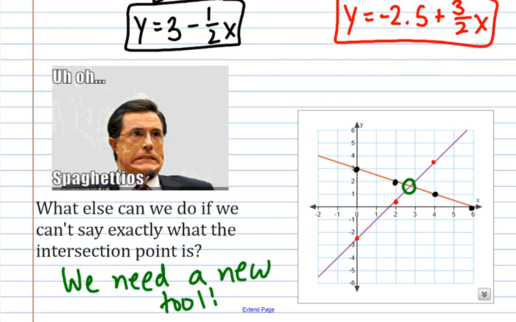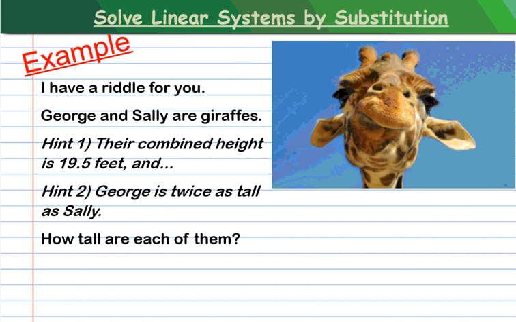To introduce this tool, and I hope you appreciate what the issue is with graphing now, we'll start with a fairly simple riddle, because when you see riddles like this, they're actually using the mathematical property that we're going to need. So here's the riddle. It says George and Sally are giraffes. Hint 1 is that their combined height is 19.5 feet.